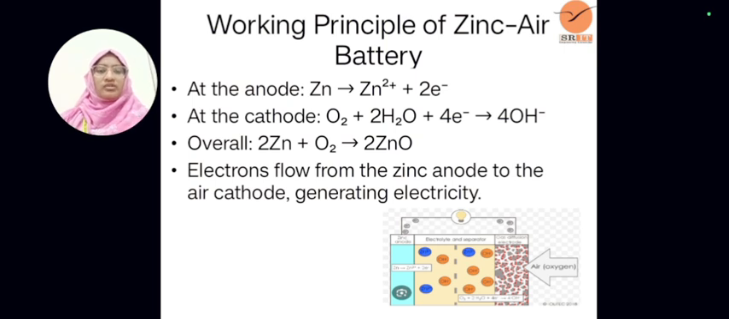The electrons flow from the zinc anode to the air cathode, generating electricity. It is the principle of zinc air battery, and in the figure you clearly observe it. Here, as discussed earlier, the oxygen is taken from the outside air to continue the process.